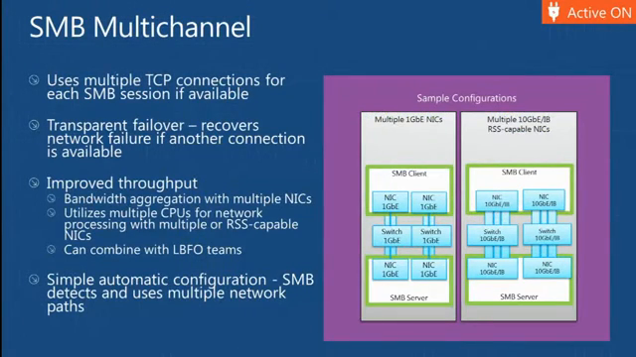Okay. We talked a little bit about multi-channel and scale-out. So let's talk specifically about how each of those work. So here's multi-channel. Multi-channel is the ability to take more than one network interface and more than one path between a SMB client and server, and to utilize those to increase bandwidth and increased availability.